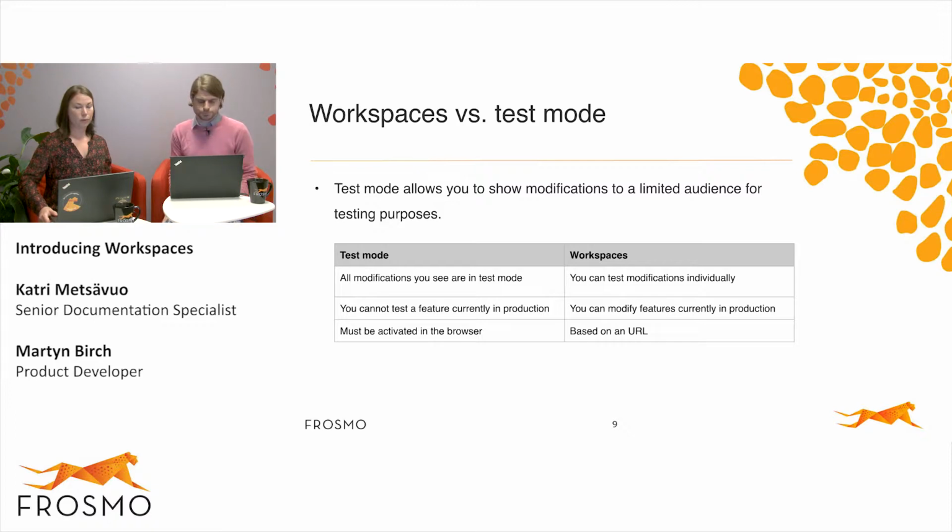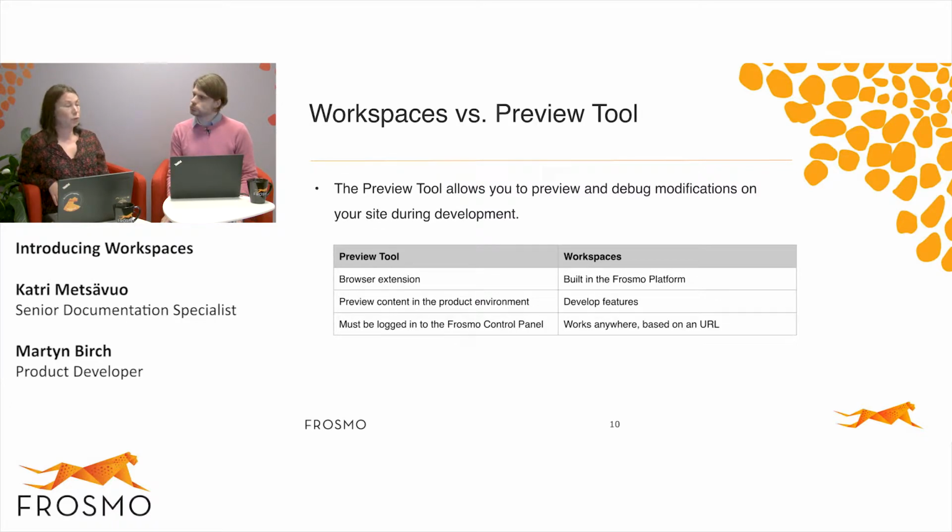The Frosmo platform also provides the preview tool, which is a browser extension for previewing and debugging modifications on your site while you are developing them. And workspaces, again, provide more functionality in a way, because, like I said, the preview tool is a browser extension, whereas workspaces are built into the platform. Correct. So with workspaces, you can actually develop features and not just preview content that you have already developed.